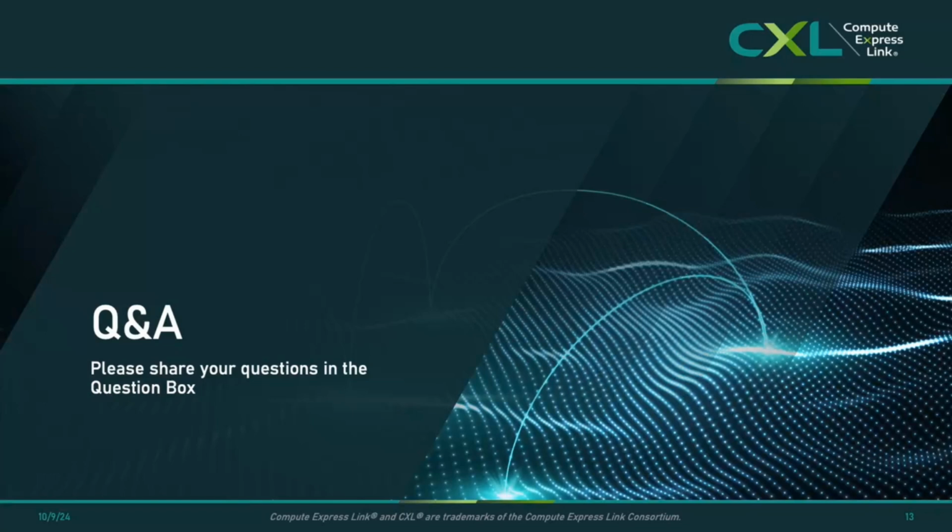Great. Our next question: which module form factors are the focus for CXL expansion memory? E3.S, E1.S, or are you looking at custom form factors? And then finally, are you looking at the new E5 form factor being defined at SNIA? I'll go first. I suspect Prakash and I have different answers to this one.